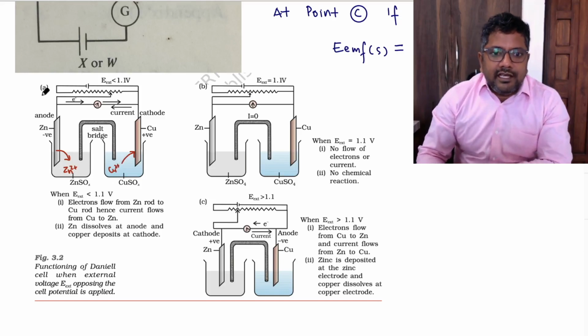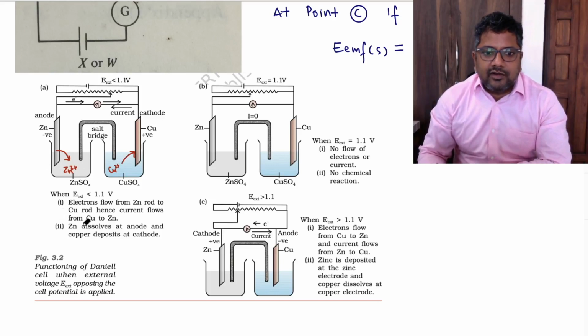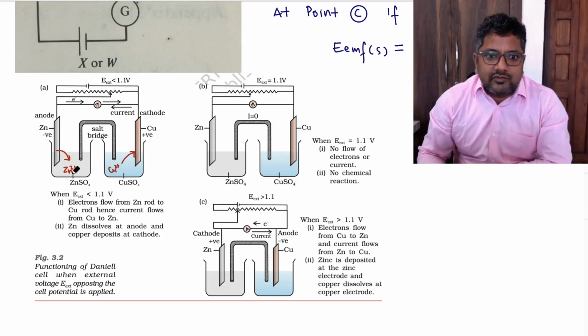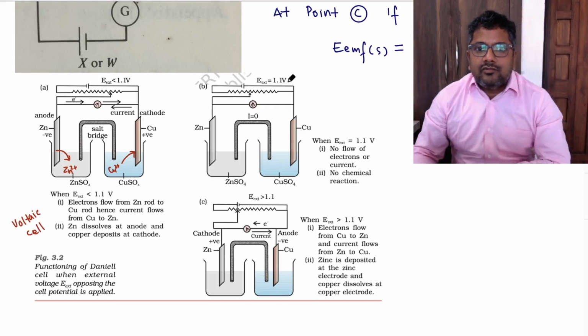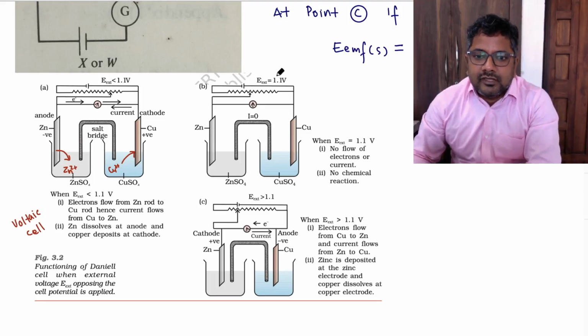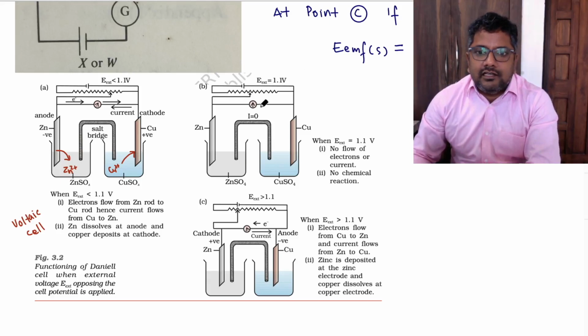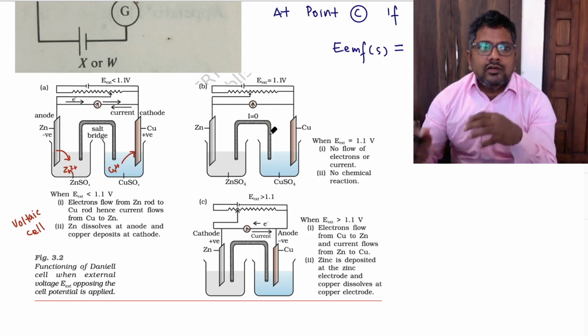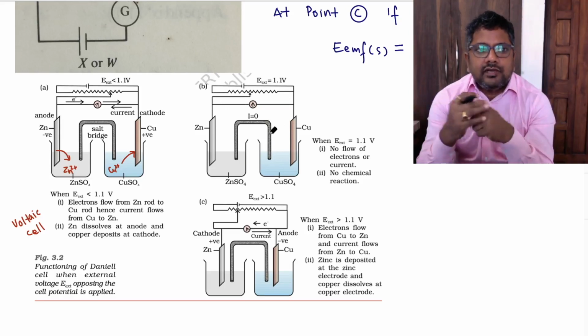So this A is a representation of what? Daniell cell or voltaic cell. So this A is a voltaic cell. Now come to B. E external is exactly equal to 1.1 volt. So there is no current, no electron is moving in the external circuit, no flow of current, no chemical reaction, which means there is no conversion of chemical energy into electrical energy.